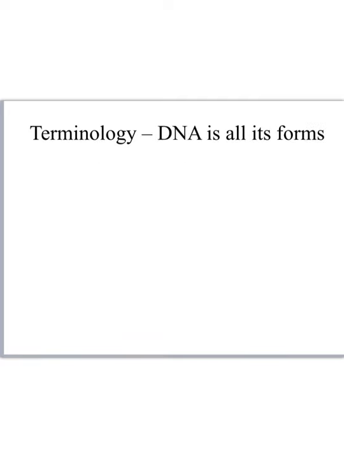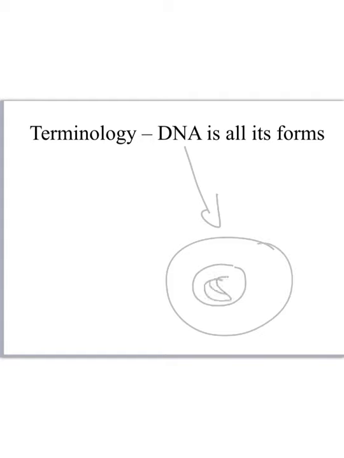So before we talk about an overview of the cell cycle, we first need to go through some terminology with DNA. First of all, DNA is deoxyribonucleic acid. It's the genetic material that we talked about is found in the nucleus of our cells. So let's talk a little bit more about that DNA.